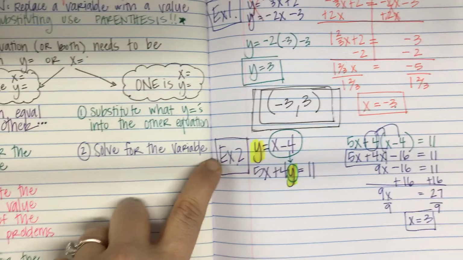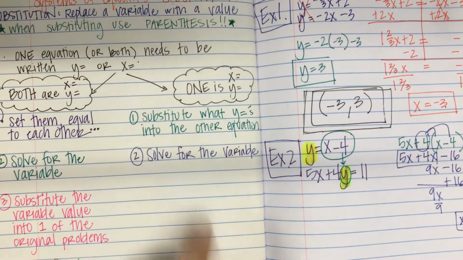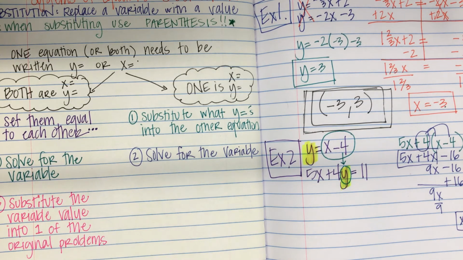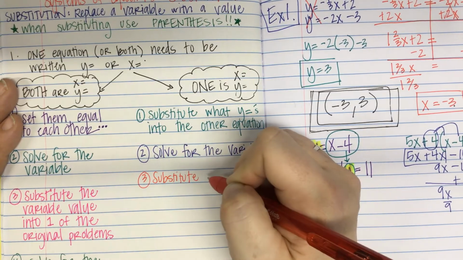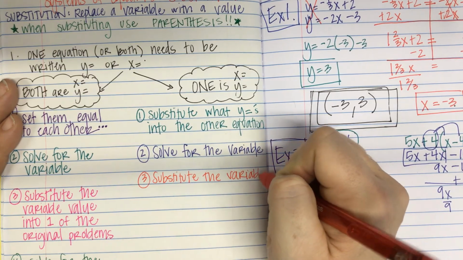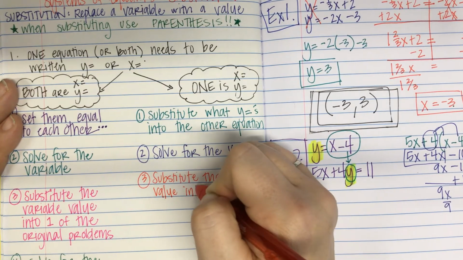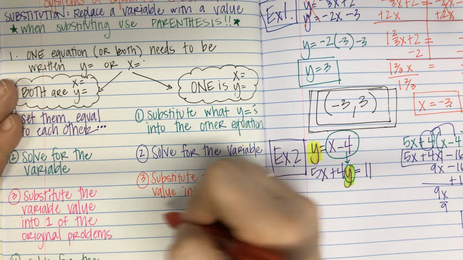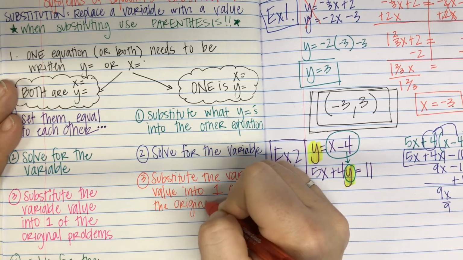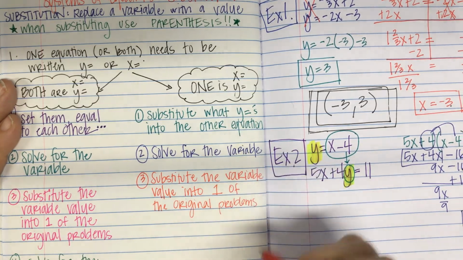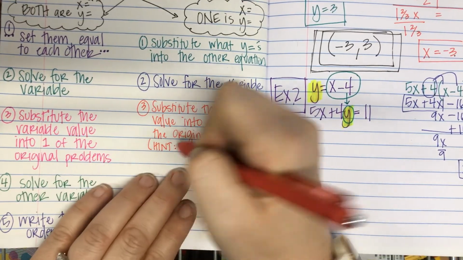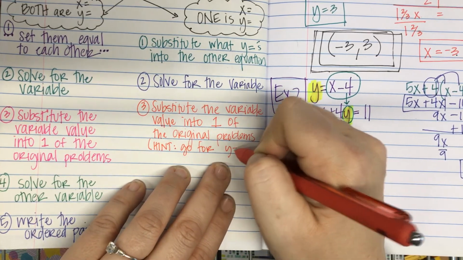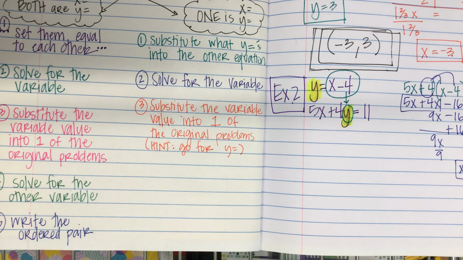Then we solve for the variable. I did that. I got x equals 3. What do you think I'm going to do now? Yeah, I'm going to substitute the variable value into one of the original problems. Here's a hint. You can pick whichever one you want. Go for the y equals problem, or x equals. It's going to be less work. I mean, half a step less, but still.